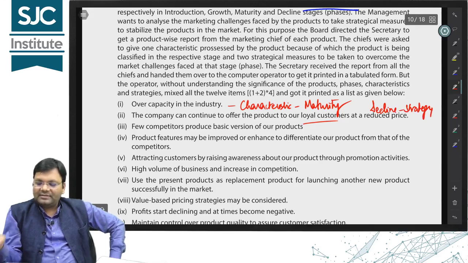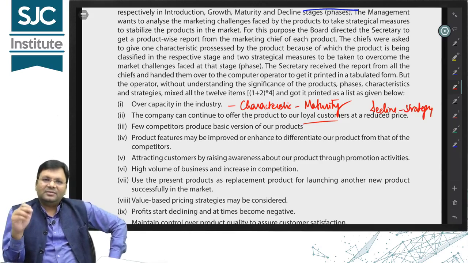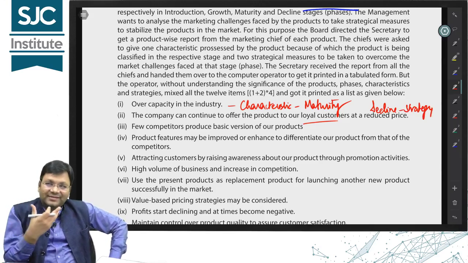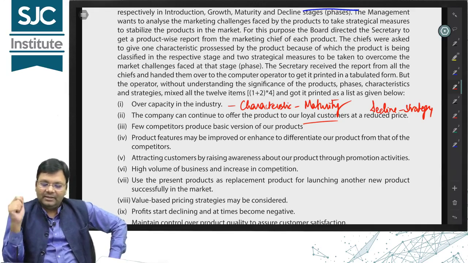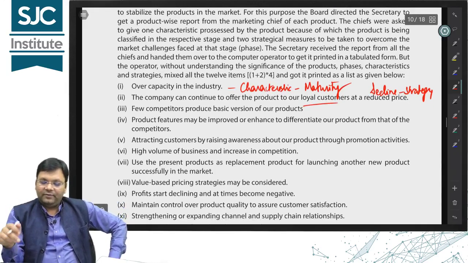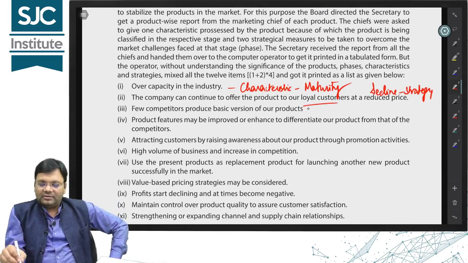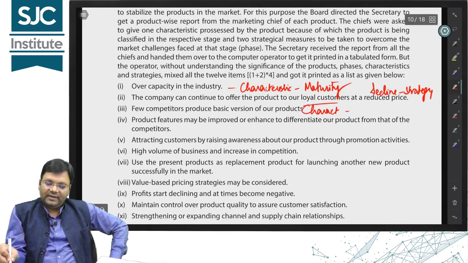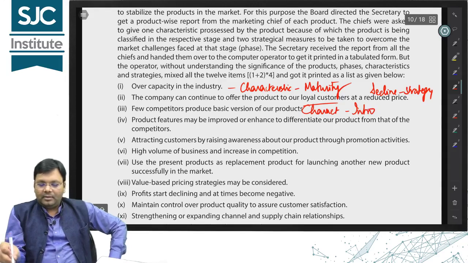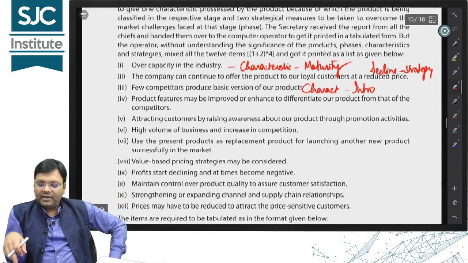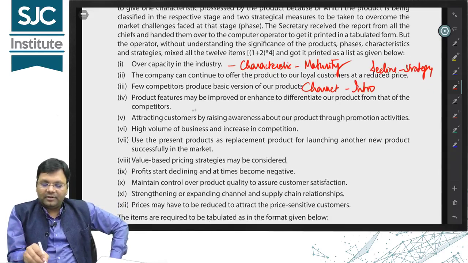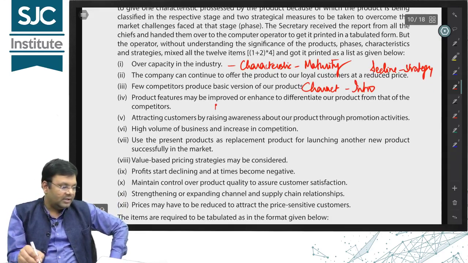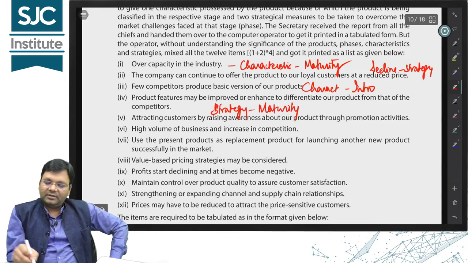Now what is strategy, what is characteristic? This is again tricky. A characteristic is a situation you are seeing, not something you are doing. A strategy is your action plan. That is how you can differentiate. Few competitors produce a basic version of our product: this is a characteristic of the introduction phase. Product features may be improved or enhanced to differentiate our product from that of competitors: feature improvement is done in the maturity phase, a strategy of the maturity phase, through R&D.